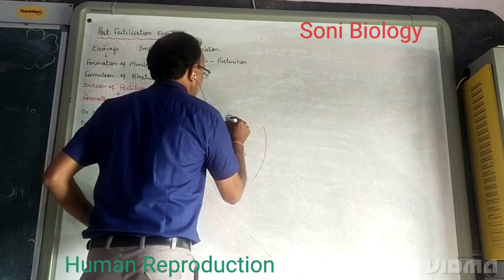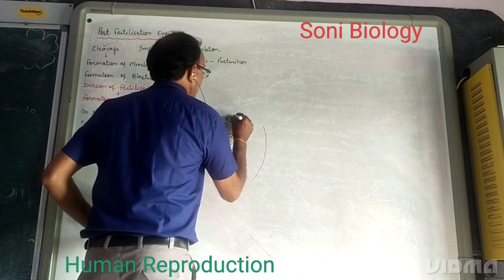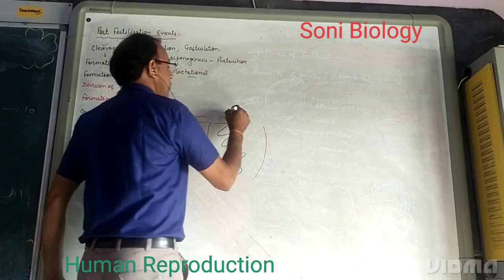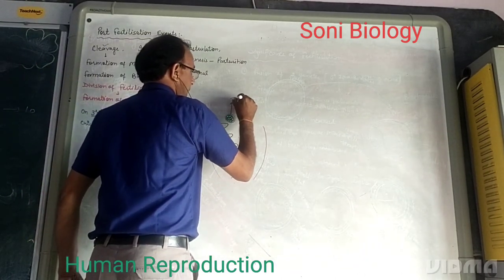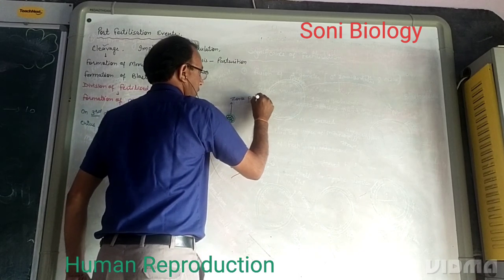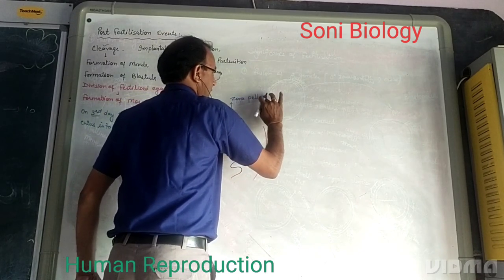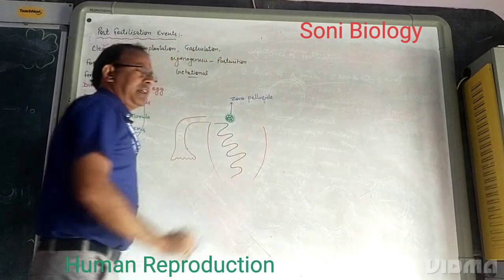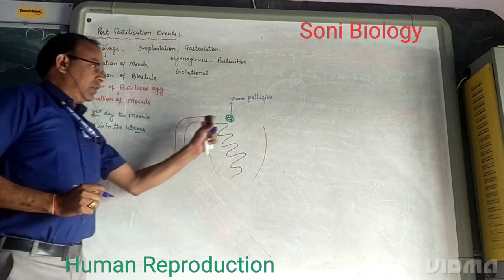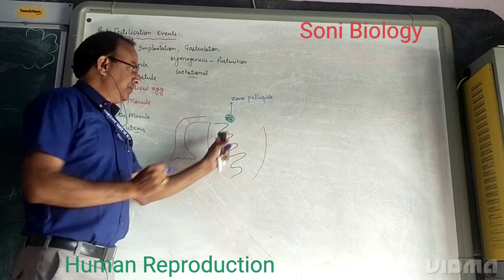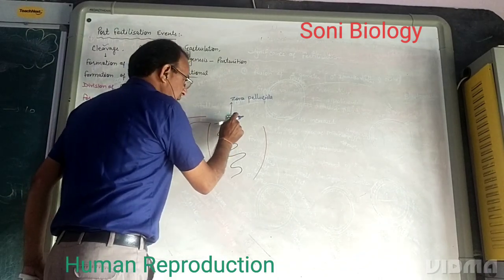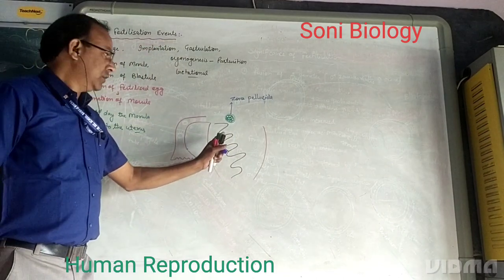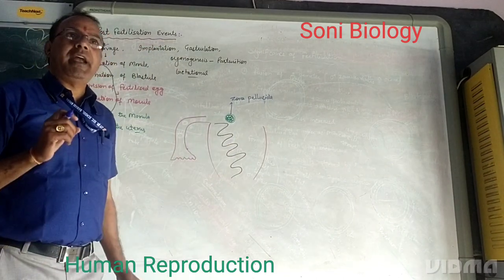Then the compaction can take place. It means the morula lost corona radiata. It contains only zona pellucida. And it contains 16 to 32 cells. Then this morula comes closer to the inner wall of the uterus, that is called endometrium.